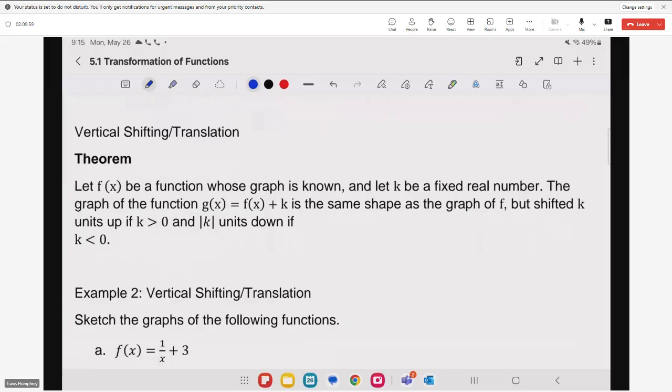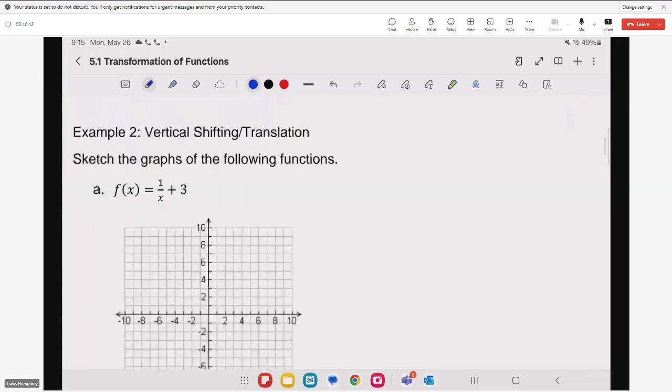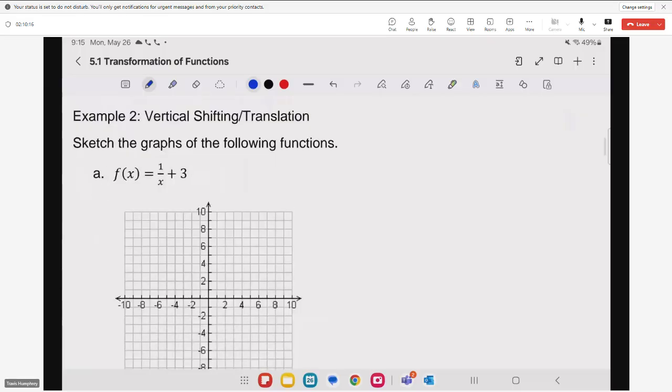So what this is saying is that if I add or subtract something to the outside of a function, then I shift the graph up or shift it down. So let's take a look at a couple of examples. Here is f of x equals 1 over x plus 3. So I'm adding 3 to the outside, so I'm going to shift up. But let's first look at the parent function so we know what the graph looks like.